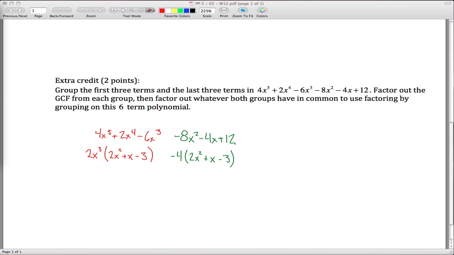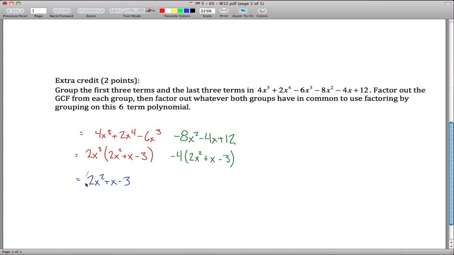Now, change colors again. I look at this as two terms, and they both have this 2x squared plus x minus 3 in them. If I pull that out from both of them, what I'm left with is this: 2x cubed over here and negative 4 over here. So it turns out that this times this is equal to all of this, which you can check if you want, but I'm a little too lazy, so I'll stop right here and say that's the end of the perfect problem.